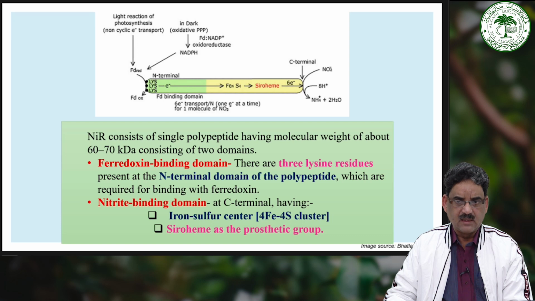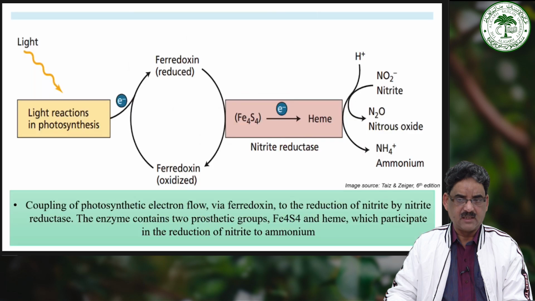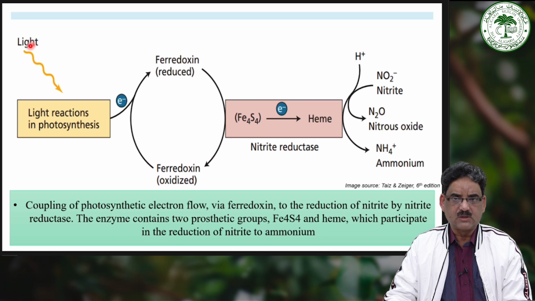Moreover, in plants, the reductant used for NIR activity is reduced ferredoxin. However, in bacteria and fungi, NIR utilizes NADPH as the reductant instead. This figure shows the process of coupling of photosynthetic electron flow to the reduction of nitrite by nitrite reductase.